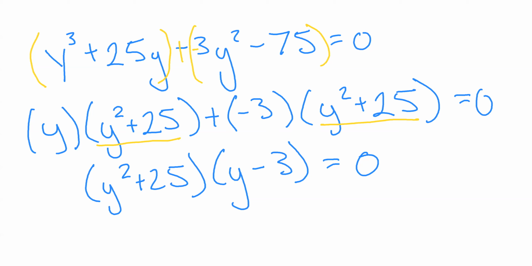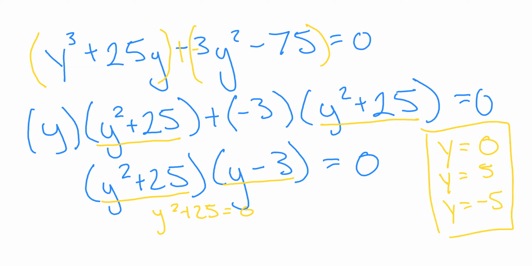Okay. We can see that now we have these 2 factors and we can use the 0 factor property. You can see pretty easily that if y is 3, that will be one solution to our equation. And then if you want, you can take this other piece, y squared plus 25, and set it equal to 0. And if we solve that, we're going to get that y equals 5, or y could equal negative 5. So we have these 3 solutions to our third degree equation. And we did that just by factoring by grouping and using the 0 factor property.